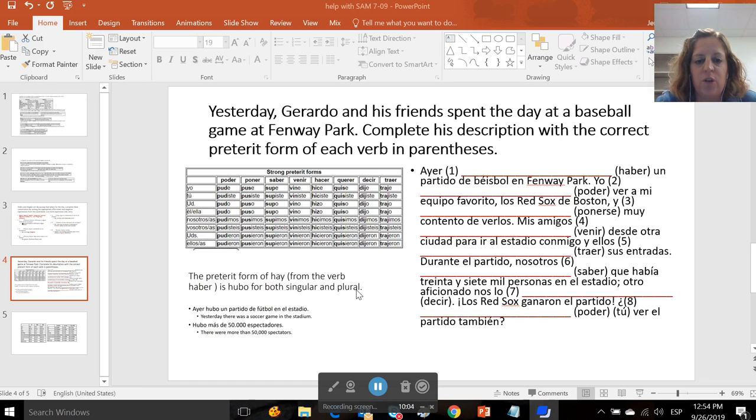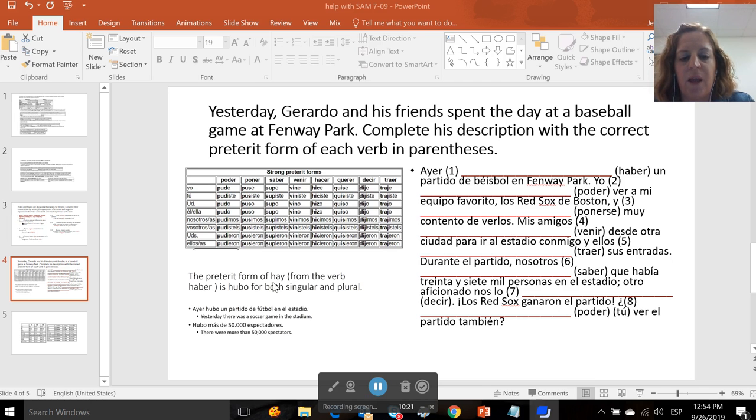So also you just want to make sure that you watch the videos and look at the pages that I reference, but these are your strong preterite verbs, which you should have been able to find in the book or also in the videos. So it's saying yesterday there was a baseball game at Fenway Park.